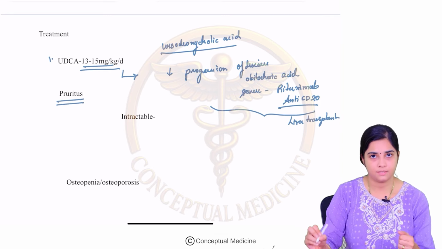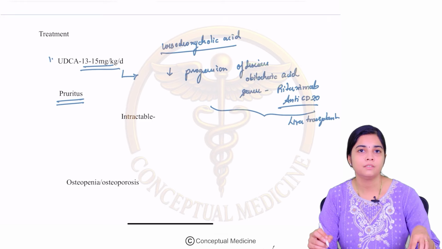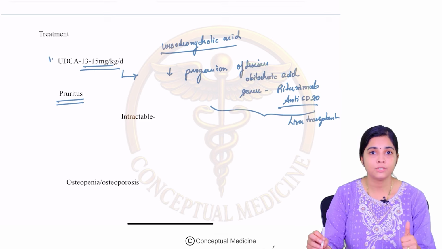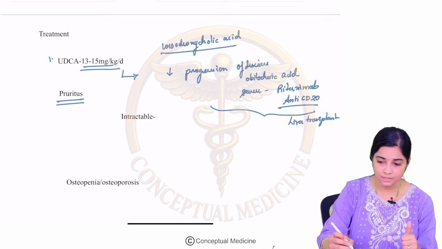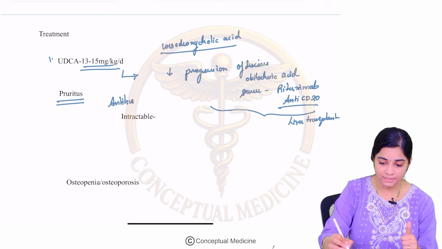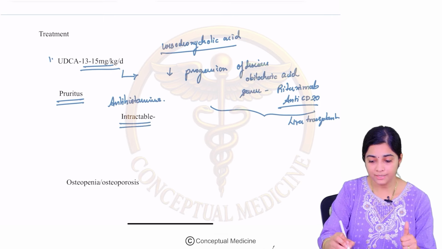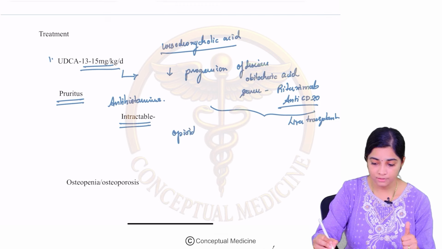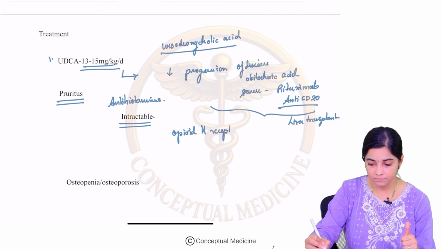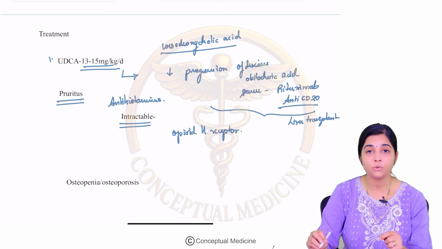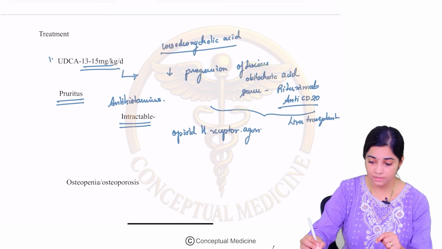Now, what about the pruritus, right? So, it's not only the liver, there are a lot of other symptoms with which the patient presents, right? So, pruritus is usually managed with the help of antihistamines. Apart from that, for intractable pruritus, you can also use opioid mu receptor agonists such as nalfurafine.